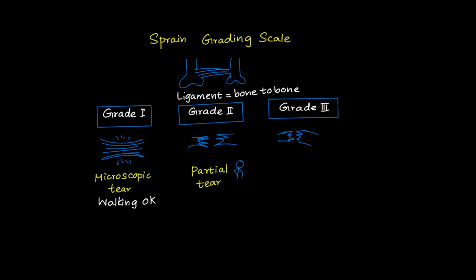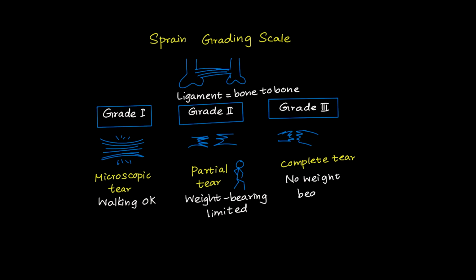with care. Grade 3 is a complete tear. The ligament is fully disrupted, with no continuity between the two ends. The joint loses stability entirely. Severe pain, major swelling, and inability to bear weight define this grade. That is exactly what this player presents with. Complete instability plus no weight bearing equals grade 3.